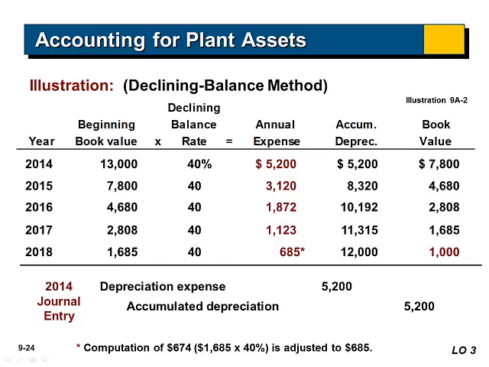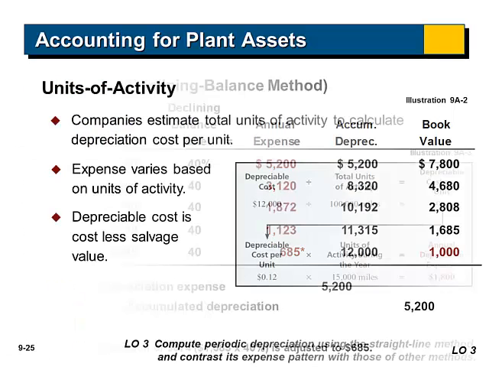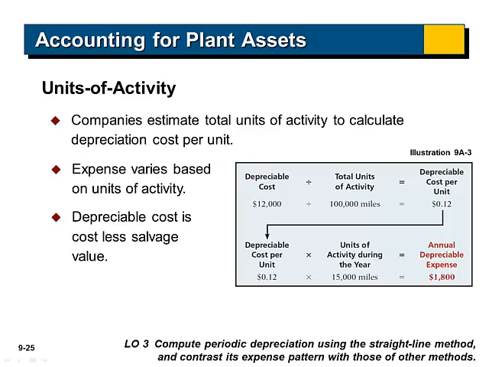You'll note that the journal entry to record the depreciation expense each year is still a debit to depreciation expense and a credit to accumulated depreciation, just like it was in the straight line rate. The only thing that's different is each year the numbers would change. So in year 1, the 2014 entry would be a debit to depreciation expense for $5,200 and a credit to accumulated depreciation for $5,200.